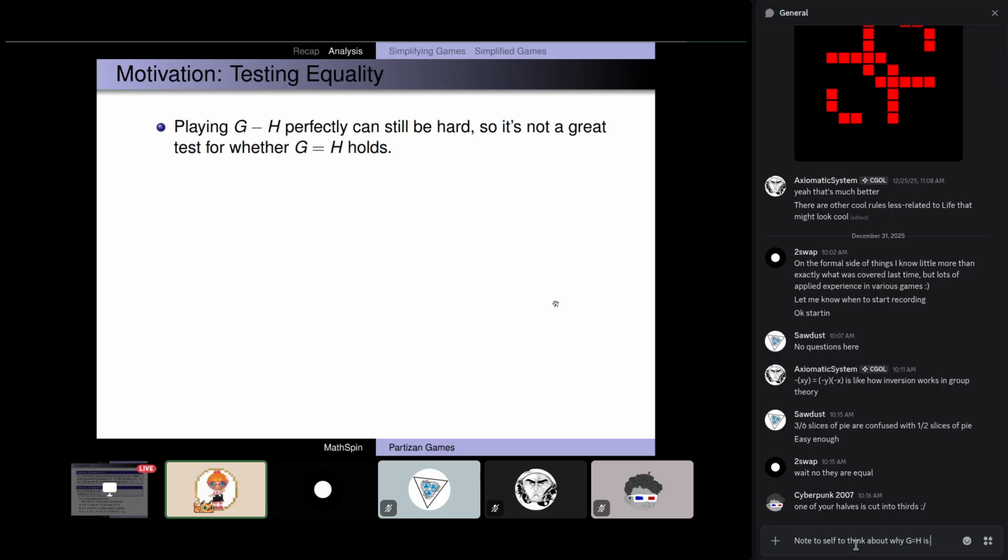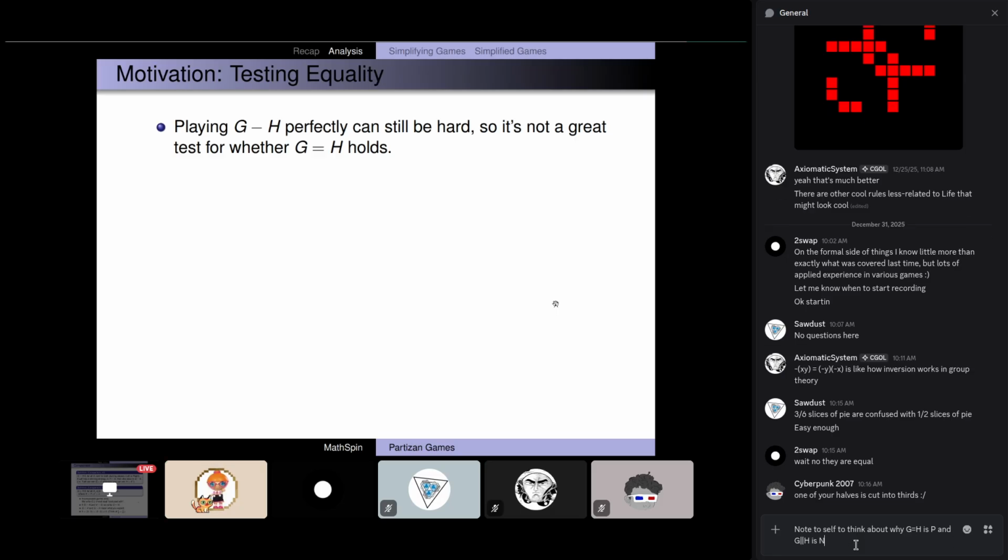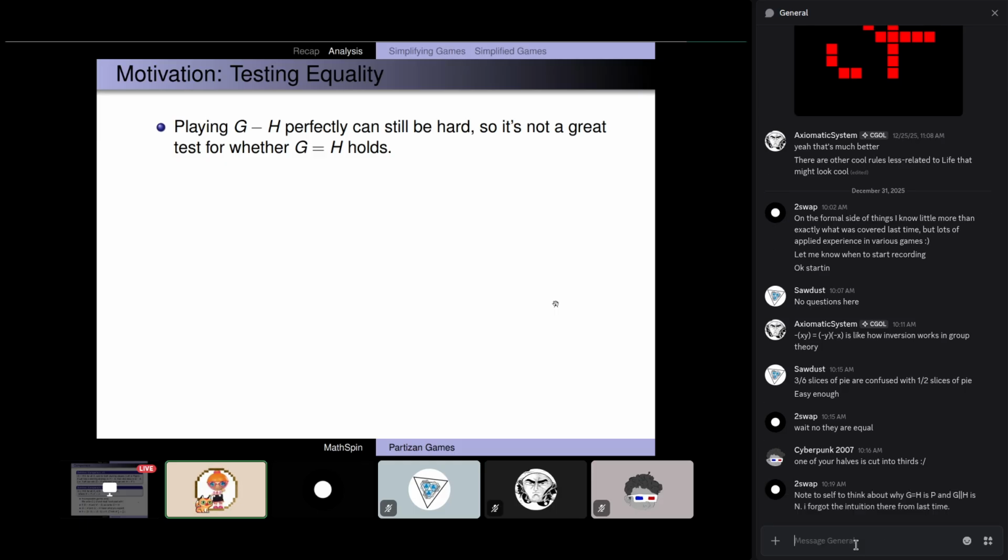So we just said, okay, we want to do a comparison. We just look at G minus H and see if we can figure out the outcome. But figuring out the outcome means we have to play that game perfectly, and so it's kind of a pain. If you want to know if G equals H, it would be nice if you had something else you could do aside from playing G minus H perfectly. What if G minus H is really complicated? Then playing perfectly might not be easy.